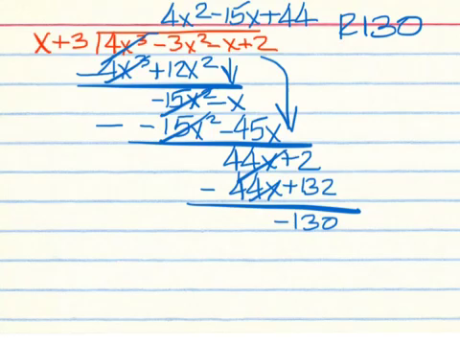Any questions? Blevins? What's the negative sign with the R of 130? Yeah, you got to have the negative sign there. It just didn't. I guess I didn't hit it hard enough.